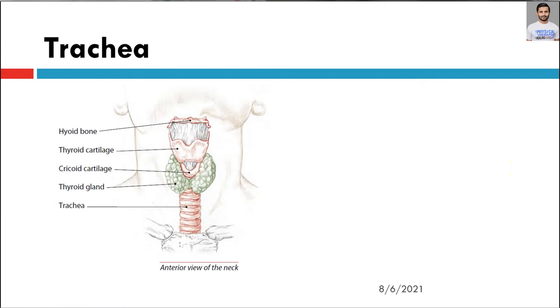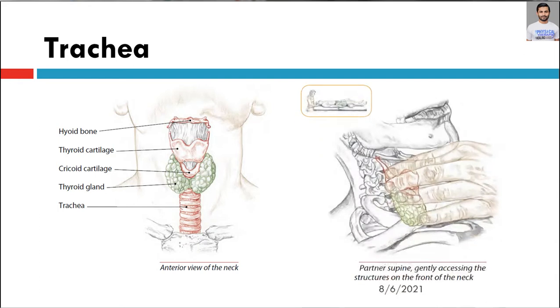The trachea lies in the midline, and it is also called the windpipe. Here you can see the hyoid bone, the thyroid cartilage, the cricoid cartilage, then the thyroid gland and the trachea itself. In the midline, when the partner is supine, you can easily palpate the windpipe or the trachea, and the hyoid bone is also palpable. This is the first palpable bone just underneath the mandible, at the base of the mandible, just inferior to the angle of the mandible. Then there is the soft tissue between the hyoid and thyroid, and then you will find the thyroid, and this region is also called the Adam's apple.